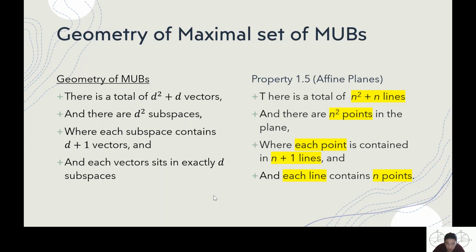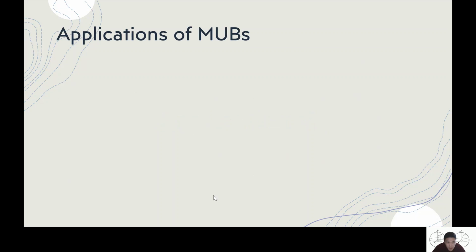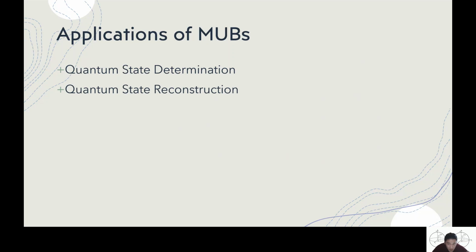So now we have this pure geometrical notion of this pure algebraic structure. What are some applications of these guys? This is actually a very young idea. It was introduced by Schwinger in 1960, and its applications were only first considered in the early 1980s by Ivanovic. Since then, there have been a lot of applications of MUBs, predominantly in quantum system-related fields, for example, in quantum information theory, quantum computation, quantum mechanics, and quantum field theory. In particular, there are uses for MUBs in quantum state determination and quantum state reconstruction.